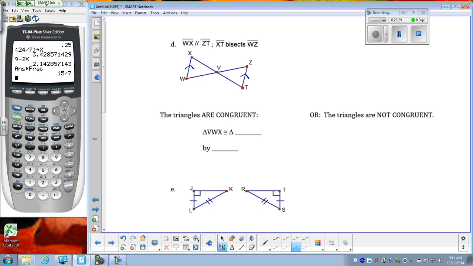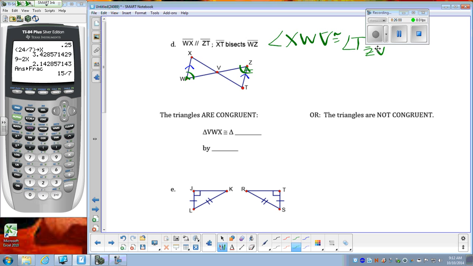So I know that angle XWV is congruent to angle TZV because they're alternate interiors. So that's an angle and an angle.